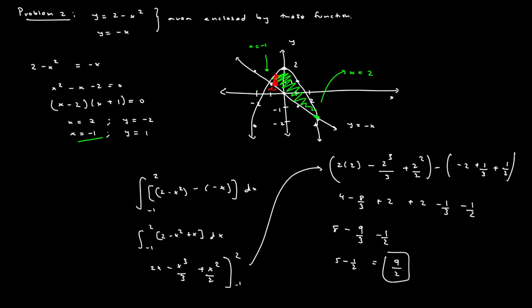All right, let's look at another example. Problem 3. Find the area enclosed by y equals 2 cosine of x and y equals x squared minus 1. So we want to find out where the intersection points are. So we have to solve x squared minus 1 equals 2 cosine x.